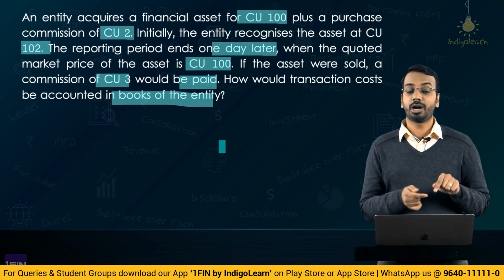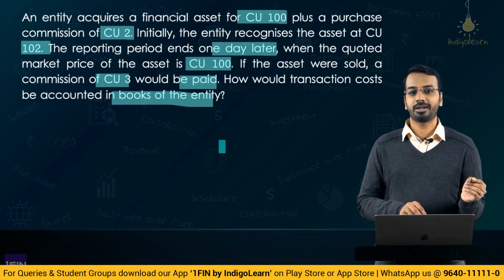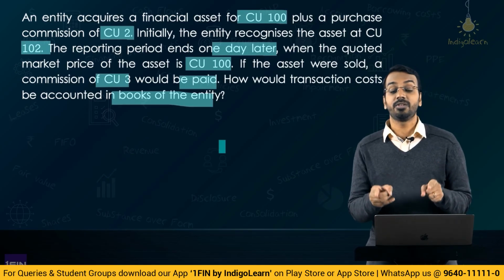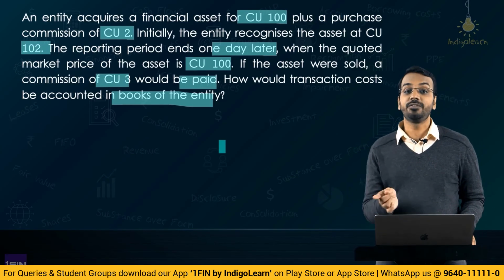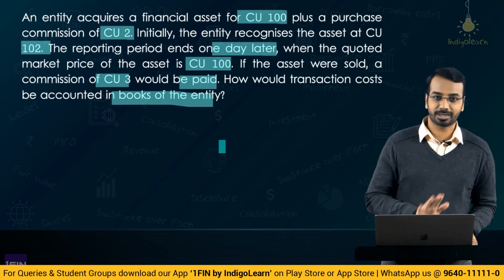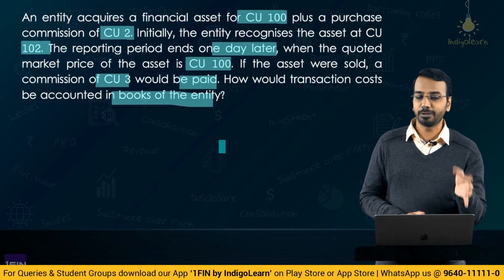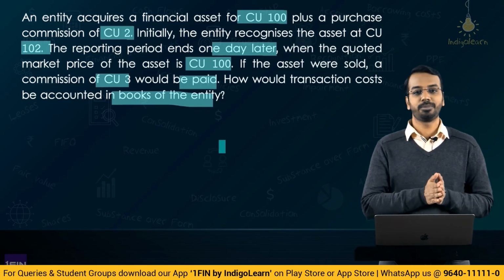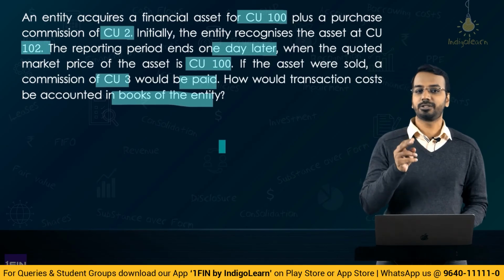So, what will you say? Will you say that the value of that asset is 97 or 100? Please remember, we said we will subsequently measure it at fair value. We did not say we will measure it at fair value less transaction cost. We will subsequently measure it at fair value. So, the fair value being 100, at the end of the reporting period, the financial asset will be measured at 100. Sir, what about the difference of 2?